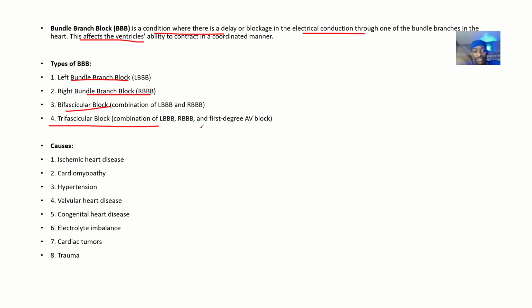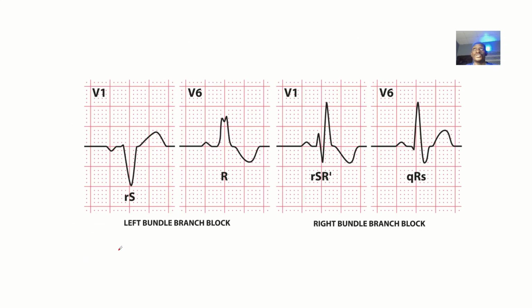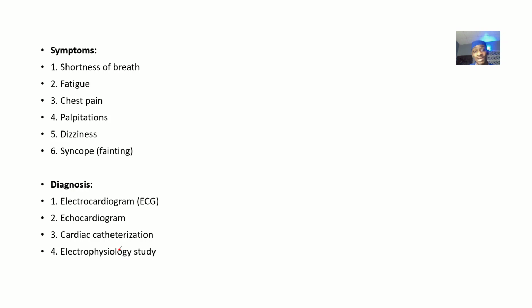What are the possible causes of these bundle branch blocks that we have? It could be ischemic heart disease. It could be cardiomyopathy, hypertension, valvular heart disease, congenital heart disease, electrolyte imbalance, cardiac tumors, or trauma. Any of these conditions can cause a bundle branch block.